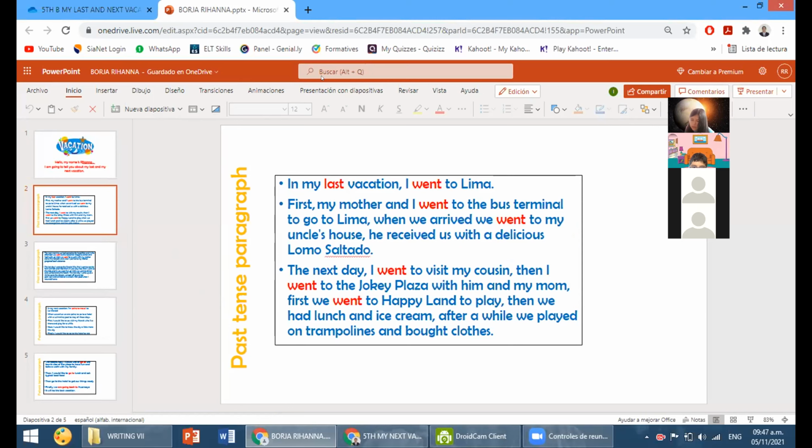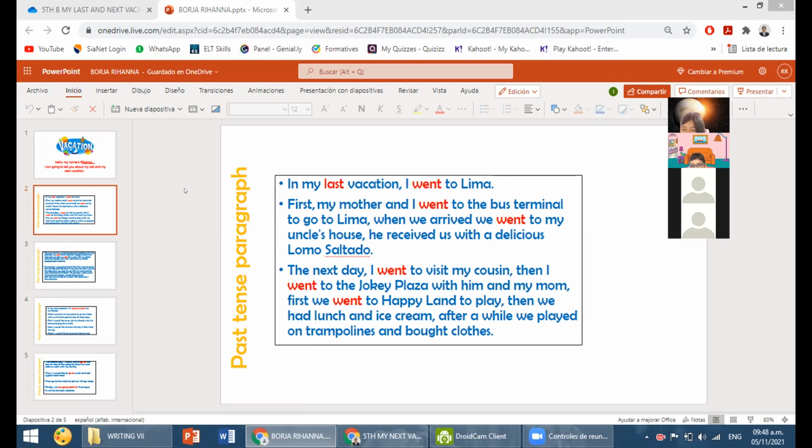Teacher, in my last vacation, I went to Lima. First, my mom and I went to the bus terminal to go to Lima. When we arrived, we went to my uncle's house. He received us with a delicious lomo saltado.